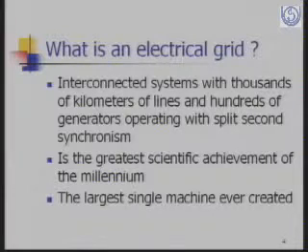This interconnected system with thousands of kilometers of lines and hundreds of generators operates with split-second synchronism. A grid is a system in which all the transmission lines and generators operate in synchronism, and it is the greatest scientific achievement of the millennium. It is the largest single machine, it works as a single machine, all the grid and the transmission lines as well as the generators. That is one of our biggest achievements in this millennium.